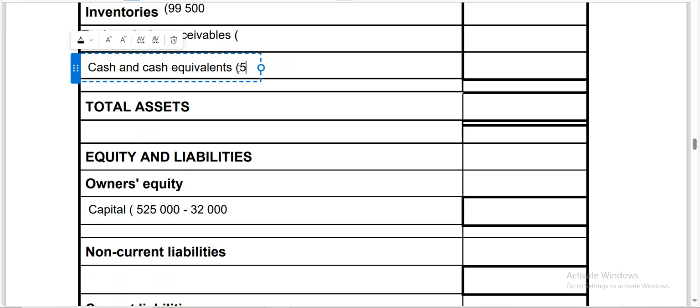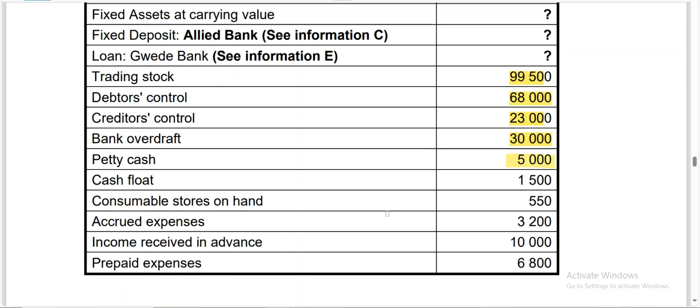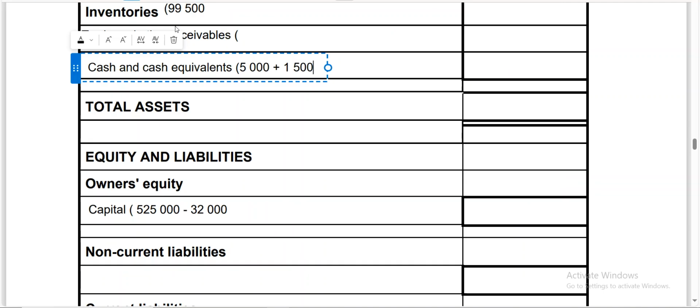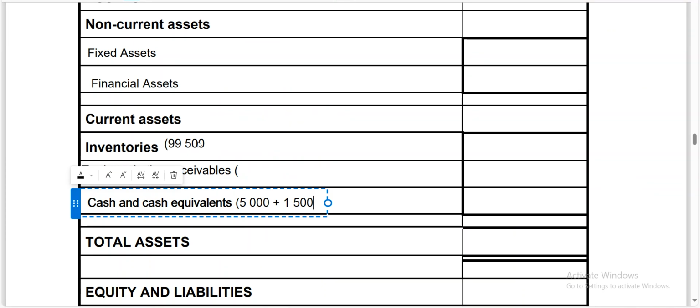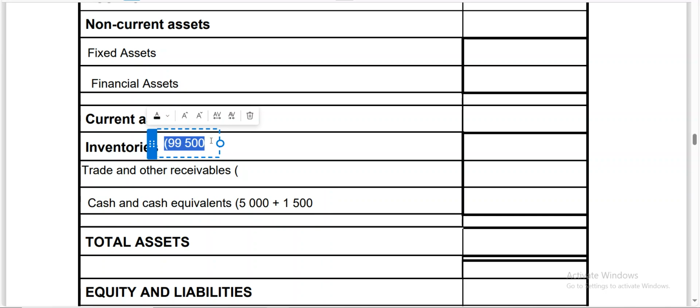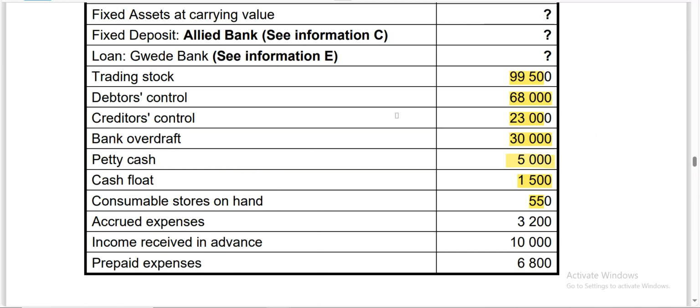Under cash and cash equivalents, we're going to say 5,000 and then plus 1,500. Then we already have marks there, so this has already been used. We have consumable stores on hand for 550, so it will become part of our inventory note here. So consumable stores on hand, we're going to say plus 550.